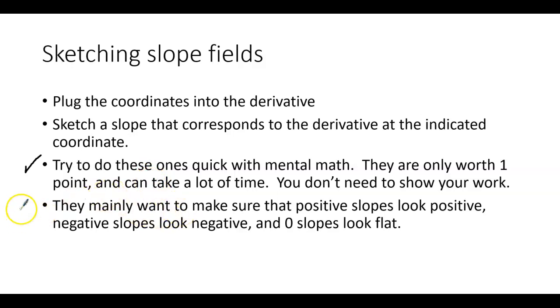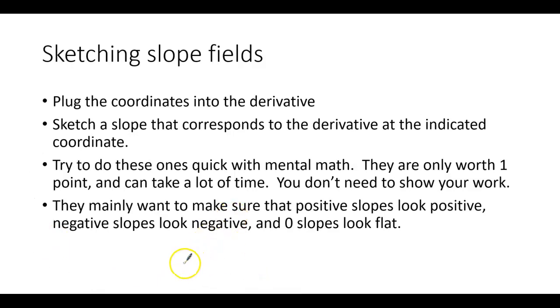The only thing that they're really going to be checking on, because when it comes to sketches, you could be a little bit off, is this: if you should have a positive slope at this particular point, make sure it's a positive slope. If you have a negative slope, make sure it looks negative, and zero slope should look flat. So really, if your positives look positive and your negatives look negative and your zeros look like zeros, then you're going to probably get the credit. I mean, now technically they can get kind of picky.